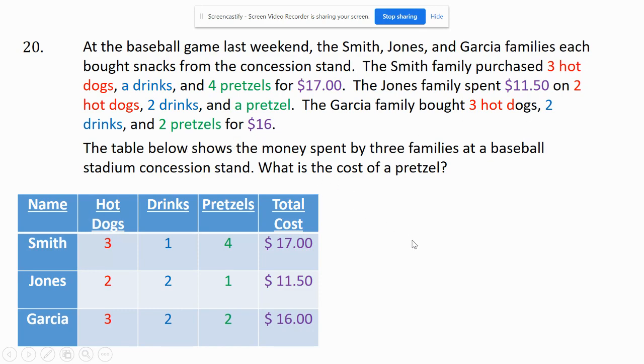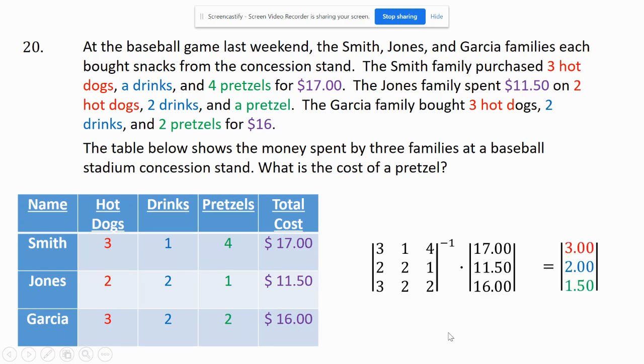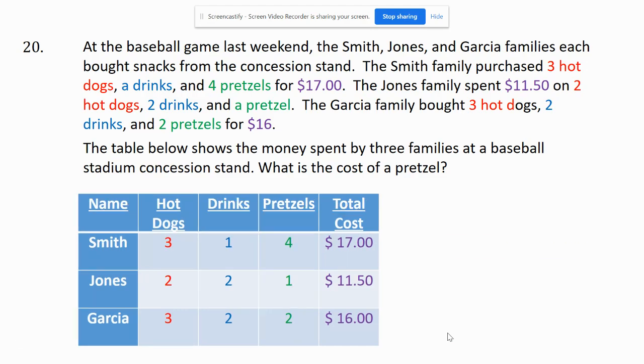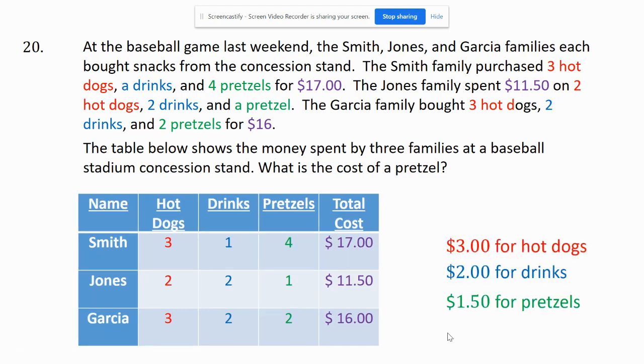So what is the cost of a pretzel? Well, I'm going to put this in my calculator like this: 3, 1, 4, 2, 2, 1, and 3, 2, 2. And they were 17, 11.50, and 16. And these were the values that I got for my answers. So basically the answer to the question is $1.50 for pretzels. This is what they spent for each one, $1.50 for pretzels.